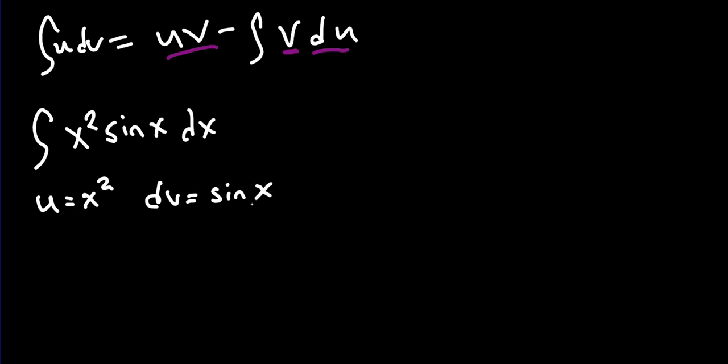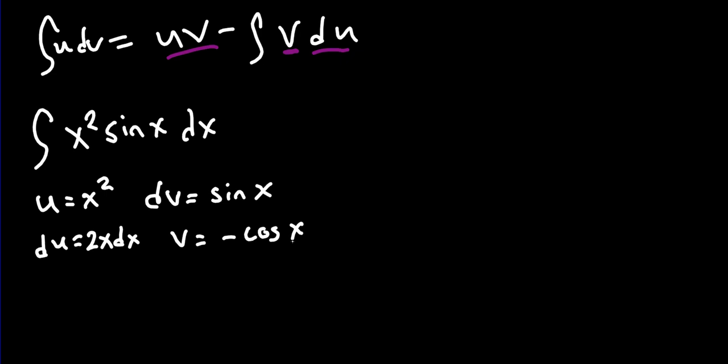dv equals sine x. So to find du, we would just take the derivative on both sides, which is 2x dx. And then to find v, we just take the integral. So v is equal to negative cosine x. The plus c is negligible. We don't need to worry about the plus c.